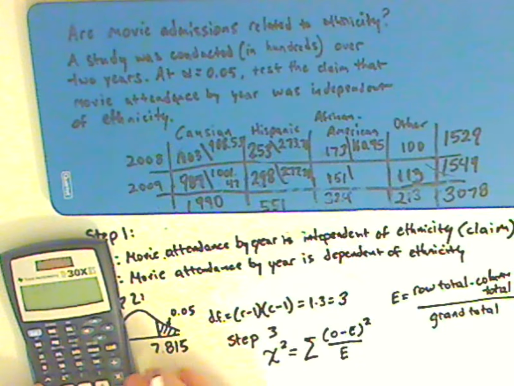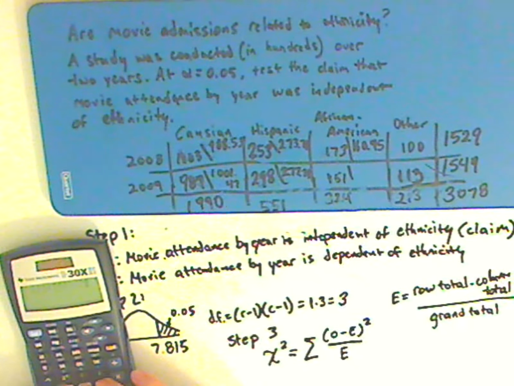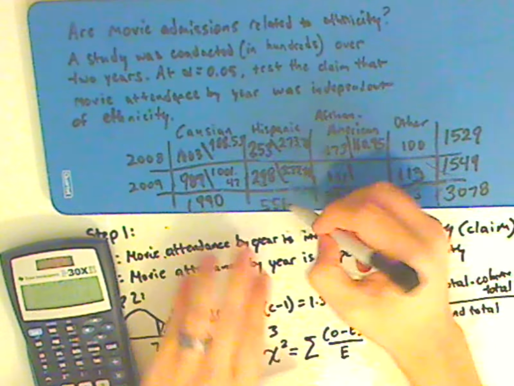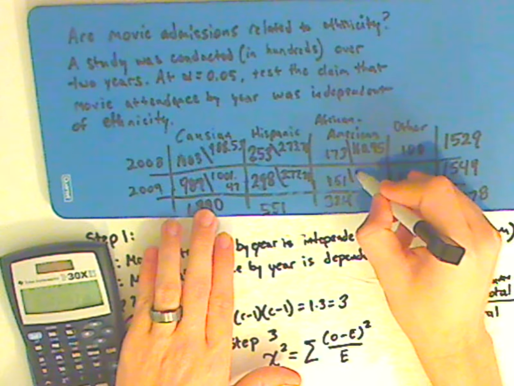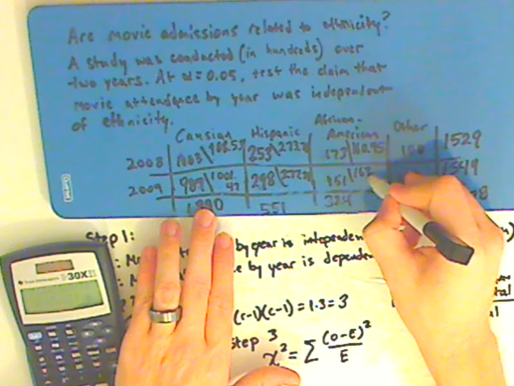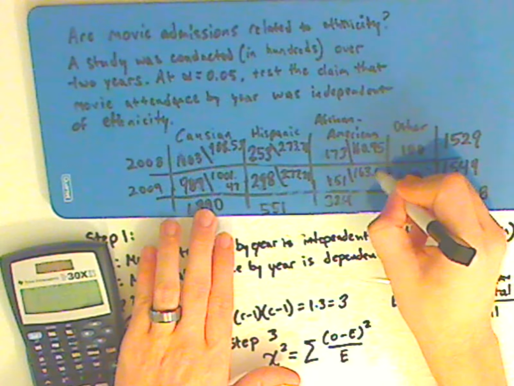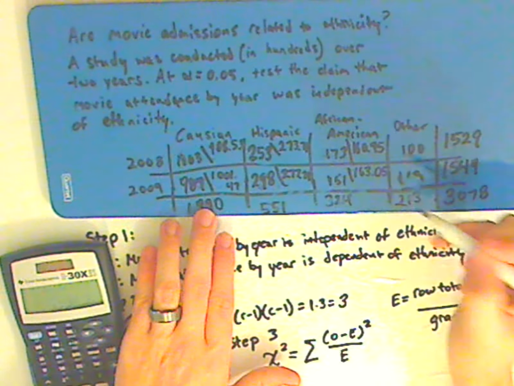324 times 1,549 divided by 3,078 gives me the expected value of 163.05.